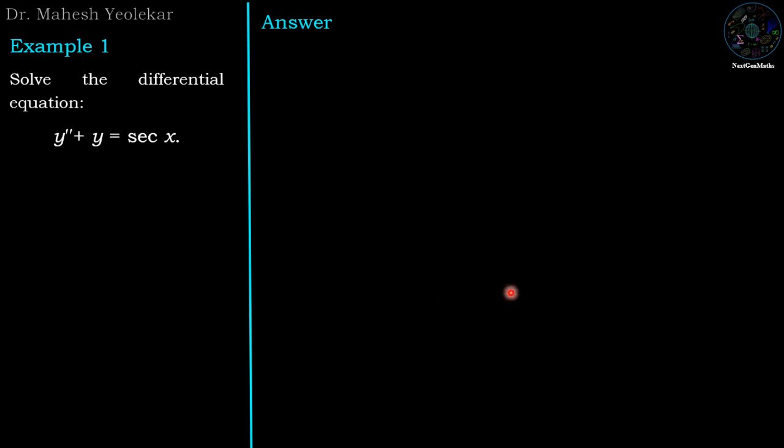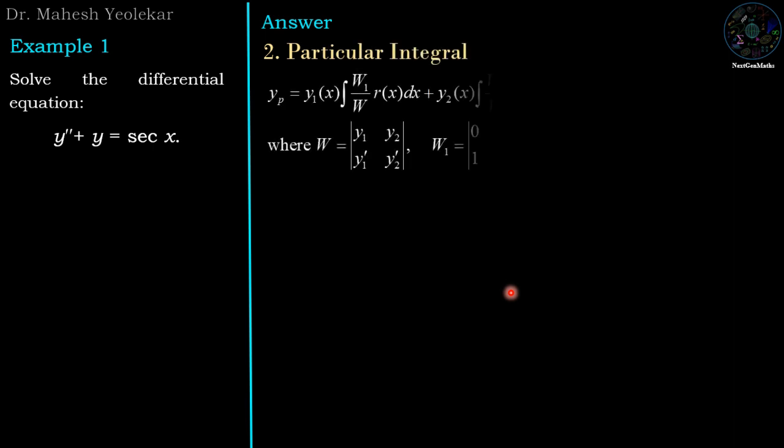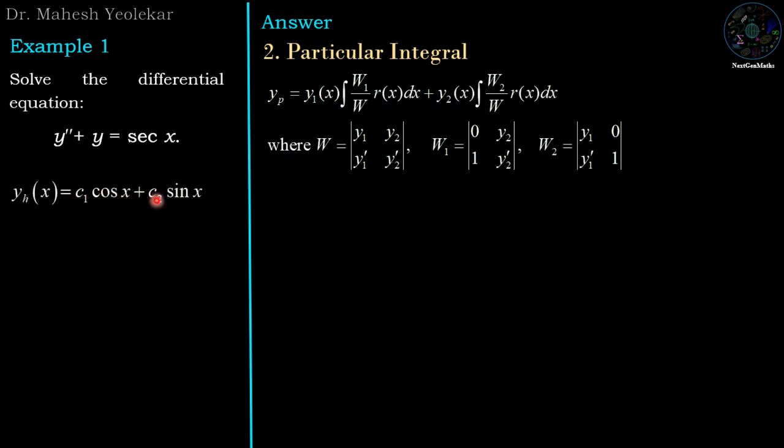Now we are going to find the particular integral. For the particular integral we require y1 and y2. To identify y1 and y2 we use yh, which is c1 cos x plus c2 sin x. So cos x and sin x will be y1 and y2. Therefore y1 equals cos x, y2 equals sin x, and r(x) is the right hand side of the differential equation, which is sec x. So r(x) is equal to sec x.